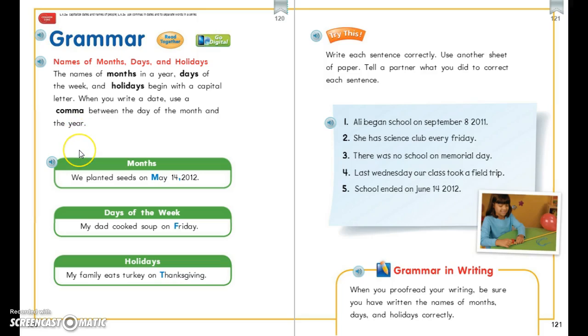Let's look through these sample sentences here and make sure that they have written the months, days, holidays, and their dates correctly using a comma between the day of the month and the year. Here's our first one. We planted seeds on May 14, 2012. We know that May is a month, and we can see that they have written it correctly. Another thing in this sentence is that there's a date where we need to write the comma between the day of the month and the year.